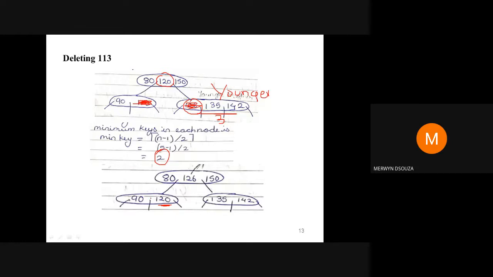And then you place these arrows. You know this 90 and 120 is greater than 80, less than 126. 135 and 142 is greater than 126 and less than 150. Then you arrange these arrows accordingly, these lines, the branches. So this is your case 1 when we are deleting 113.